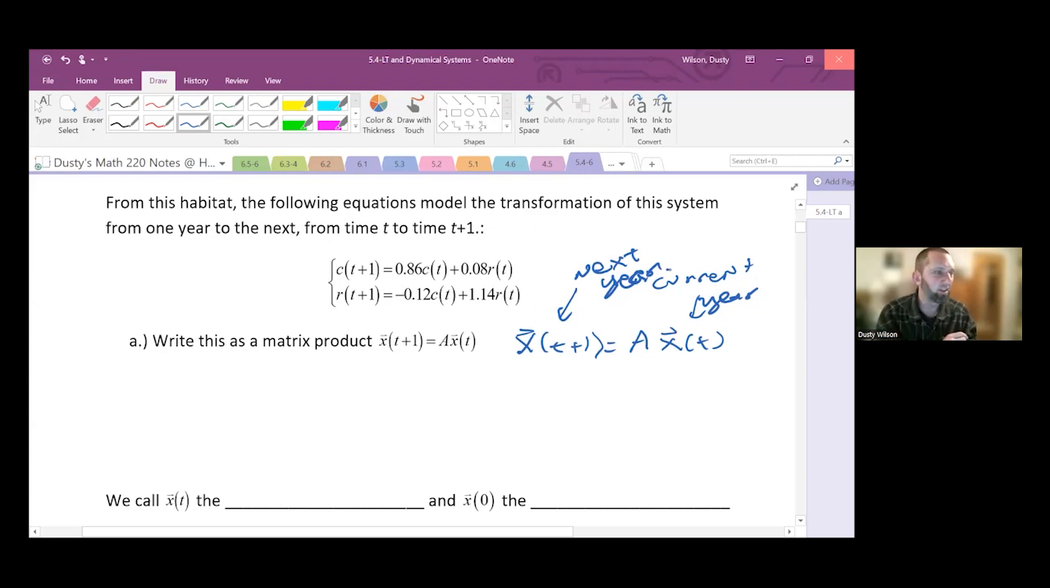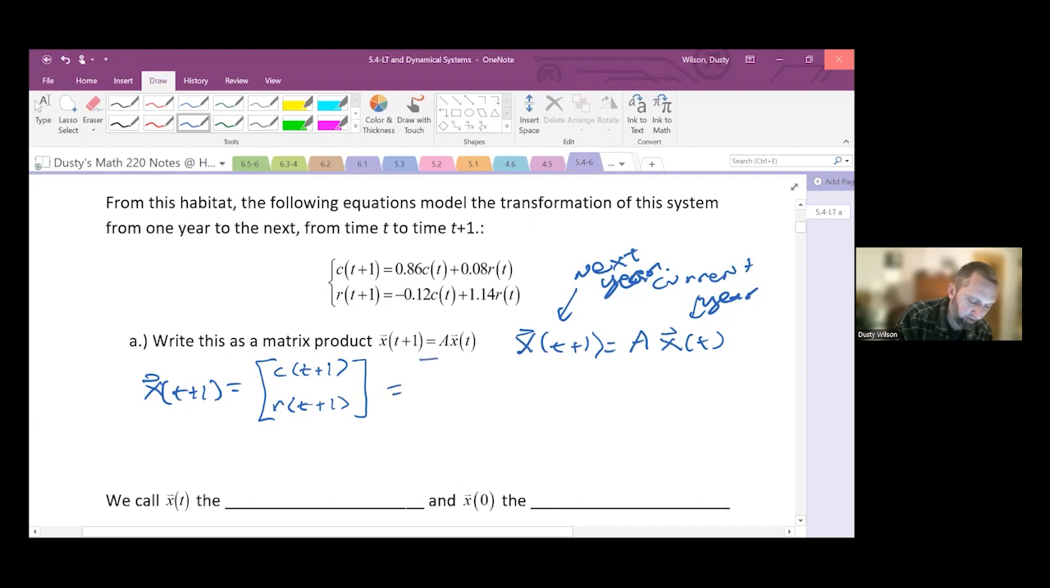Notice that what we're given is a linear combination, and so we can write this as follows, that X of t plus 1 equals C of t plus 1, R of t plus 1, which would be the same thing as the transformation matrix 0.86, 0.08, negative 0.12, and 1.14 times the vector C of t, R of t.